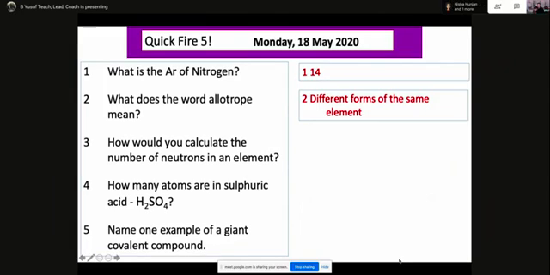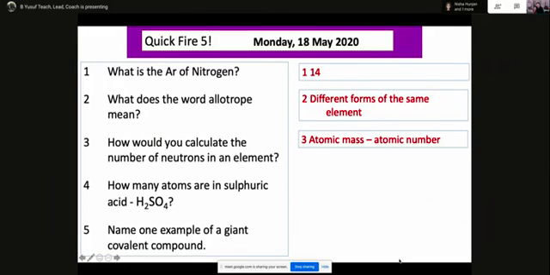How can you calculate the number of neutrons in an element for number 3? That basically means that you take the atomic number away from the atomic mass. So if you look again at nitrogen, where you've got 7 and 14, you take 7 away from 14, and that will give you the number of neutrons in an element.